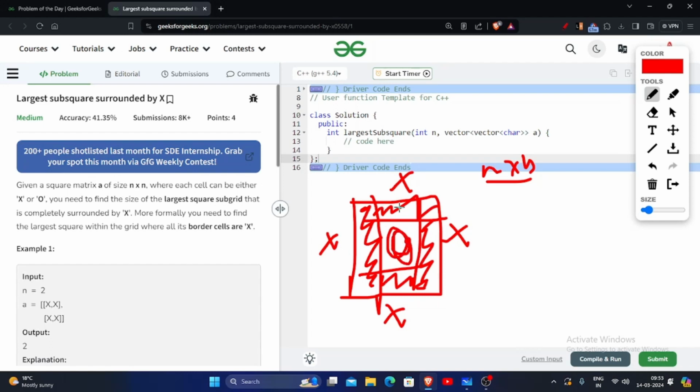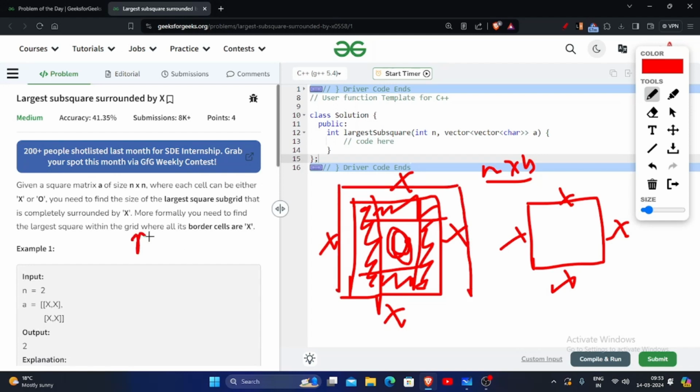between. We want to look what is the largest subsquare grid such that all of its boundaries are X. All of its boundaries are X. And since we are looking for a square subgrid, all these boundaries should be equal. That means X is equal to some number that follows for all four sides.